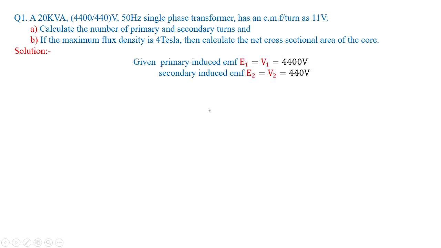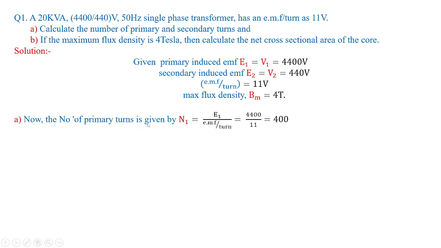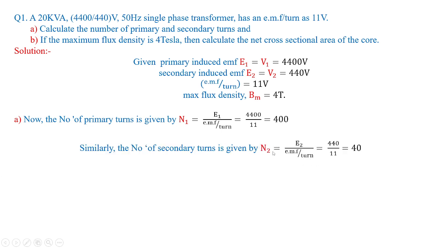So for the solution, first you note the data given in the problem. E1 or V1 is given as 4400 volts, and E2 or V2 is given as 440 volts. Then EMF per turn is 11 volts, and the maximum flux density is given as 4 Tesla. With frequency 50 Hertz, we can calculate the number of primary turns, which is given by E1 by EMF per turn. So the value obtained is 400 turns for N1. Similarly, we get the value of N2, which is 40. So clearly it's a step down transformer.